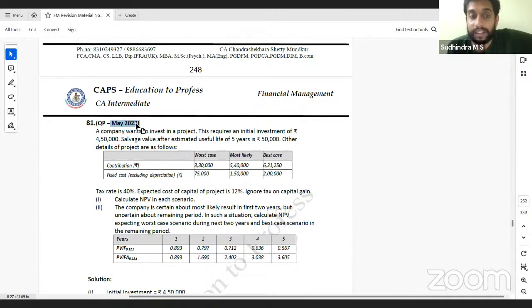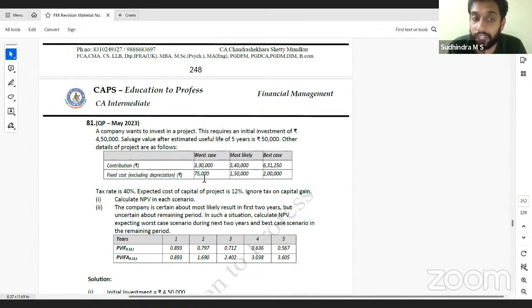Next one, May 23 exam. Here they are talking about scenario analysis. See, a company wants to invest in a project. This requires an initial investment of 4,50,000. Salvage value after estimated useful life of 5 years is 50,000. Other details of the project are as follows. Worst case contribution is 3,30,000. Fixed cost is 75,000. Most likely case and best case scenarios are also given. Tax rate is 40%. Expected cost of capital 12%. Ignore tax on capital gain. Calculate NPV in each scenario. So under each scenario, you have to calculate NPV.